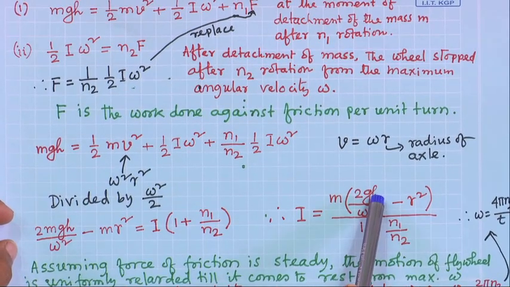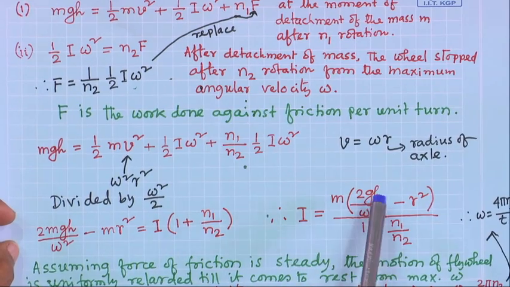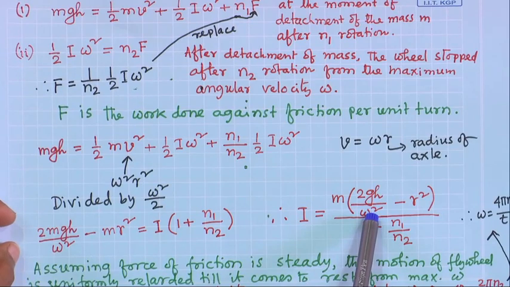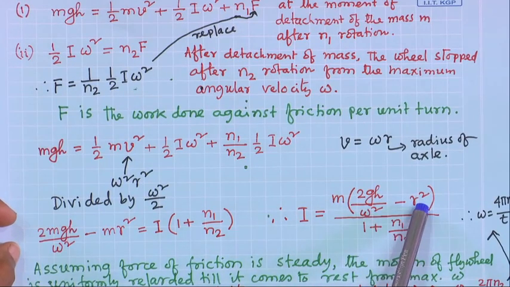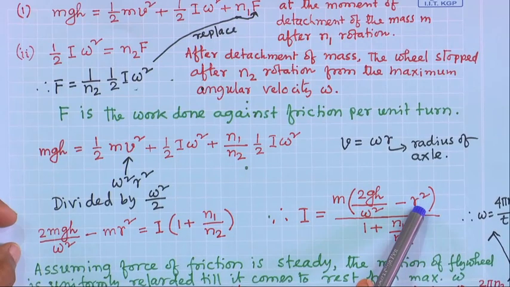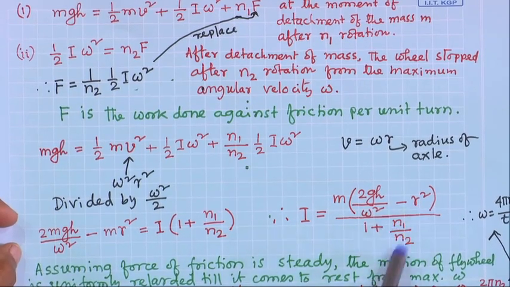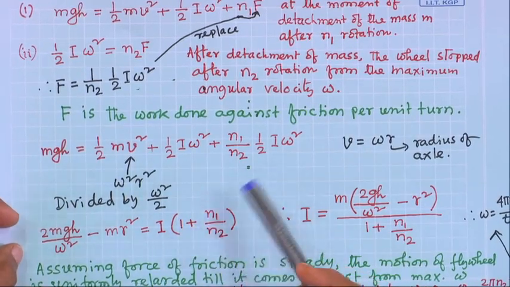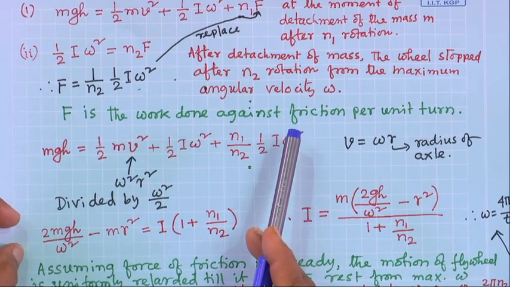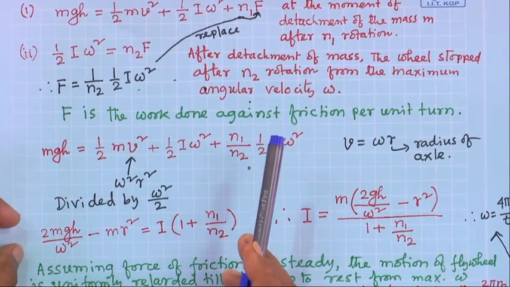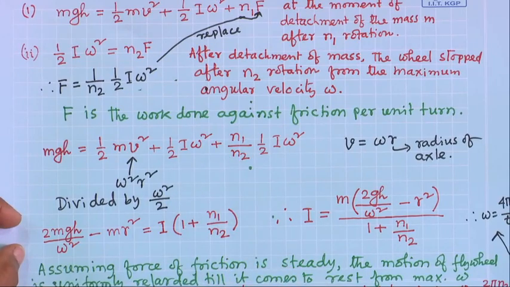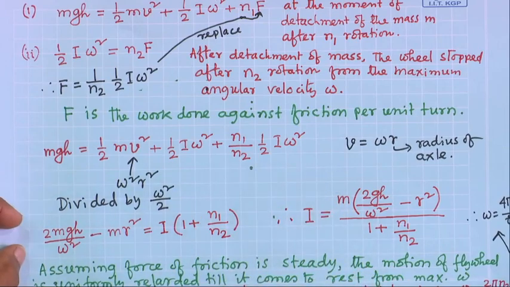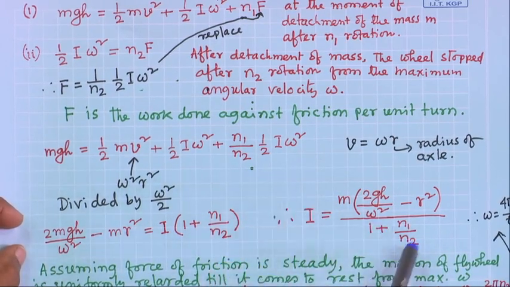Here h is basically the initial height of the mass, omega is the maximum velocity of the wheel, and r is the radius of the axle. N1 and N2 are counting numbers. N1 is how many turns it took before the mass touched the floor, and N2 is how many turns it took after detachment before the rotation stopped.